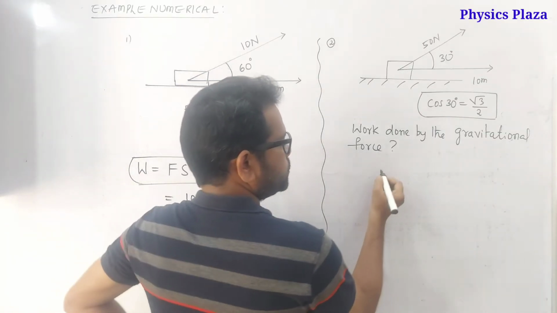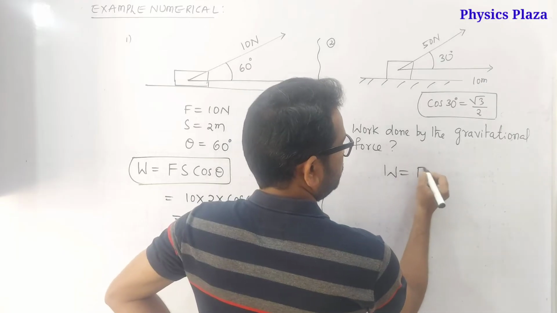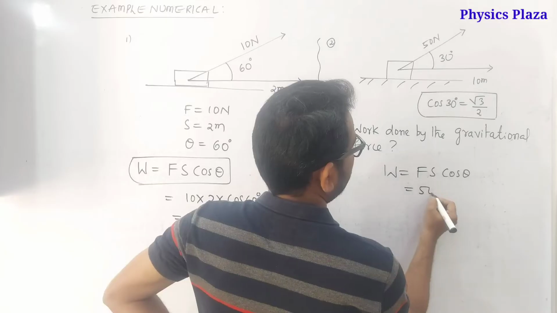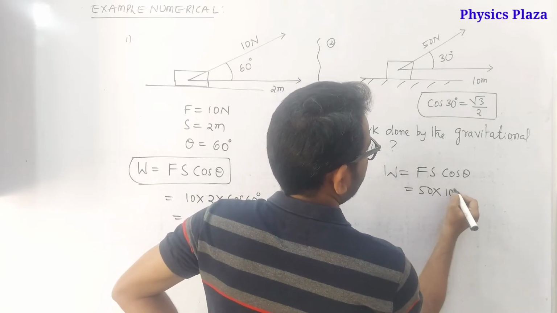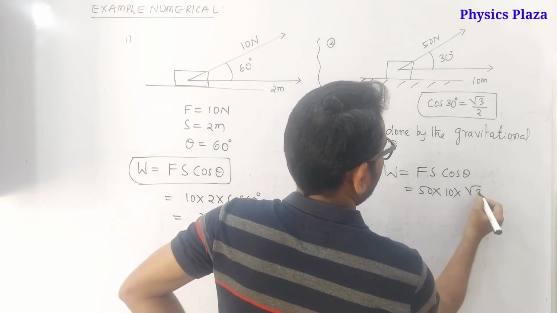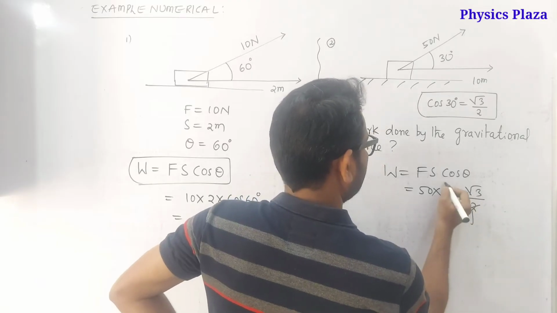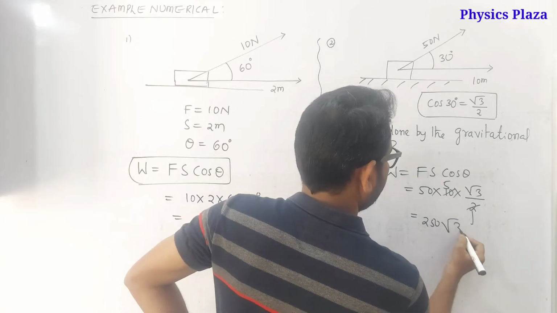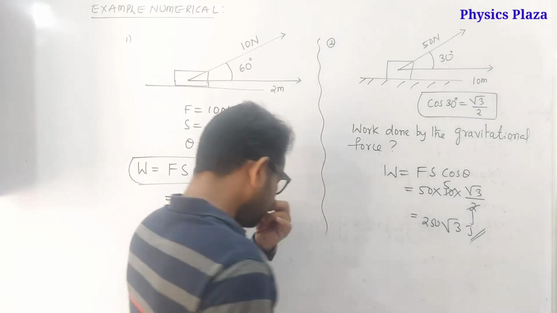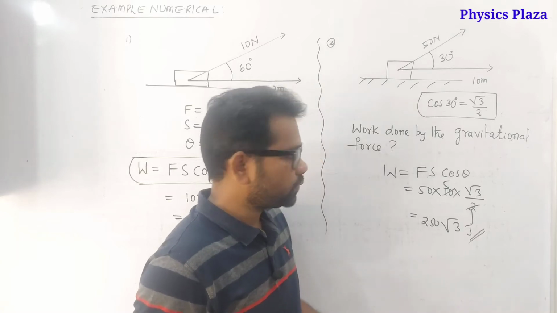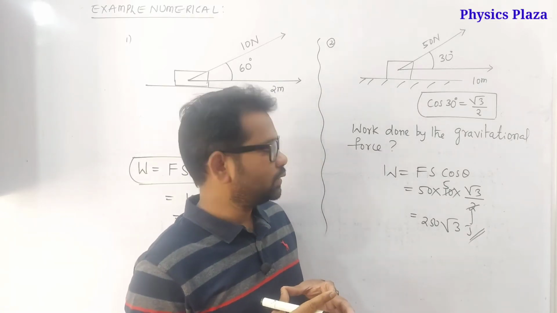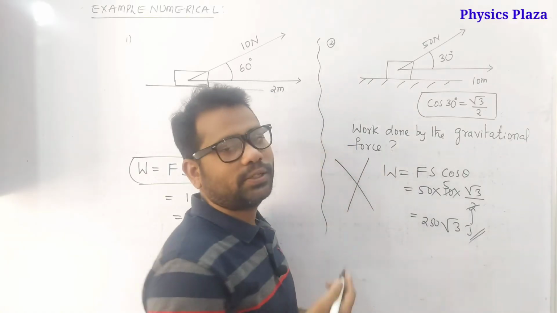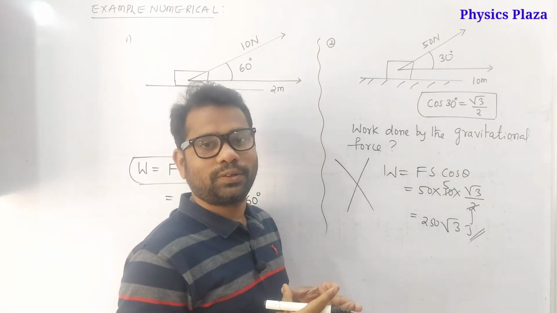Look at here. So here W is equal to, we know it is Fs cos theta. F is 50, displacement is 10, cos 30 degrees is equal to root 3 by 2. 2 fives are 10, 5 into 50 is 250 root 3 joules. Children, how many of you got the correct answer? Got it? But children, this is a wrong answer. This is not correct. Why?